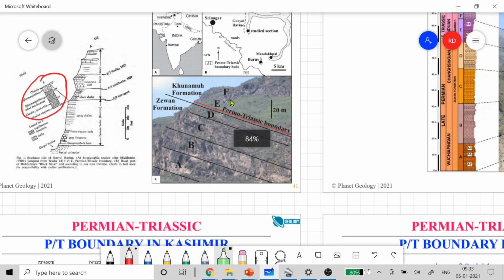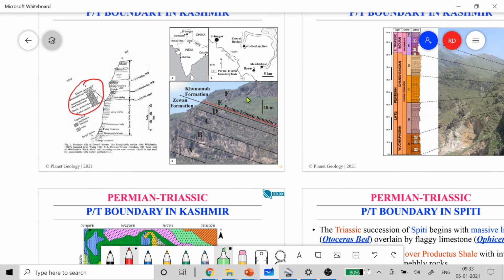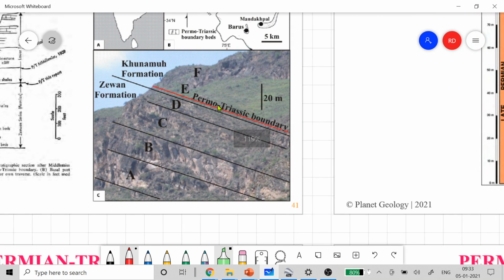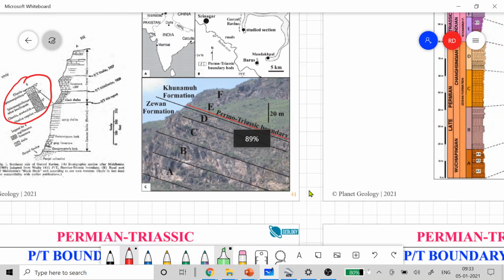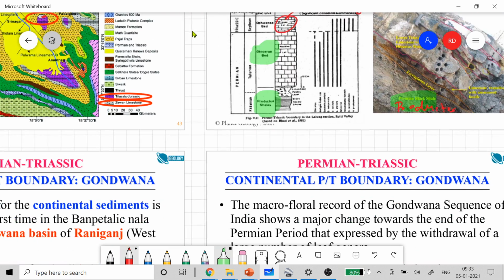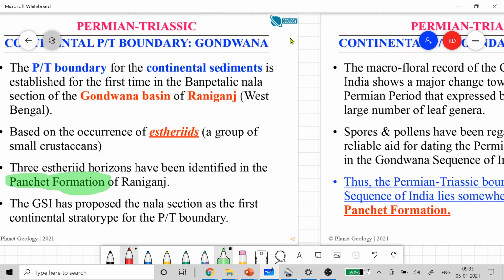Another thing is that this section is not yet accepted by the stratigraphic commission as actually representing exactly where this Permian-Triassic boundary lies. So there's still a little confusion regarding that.